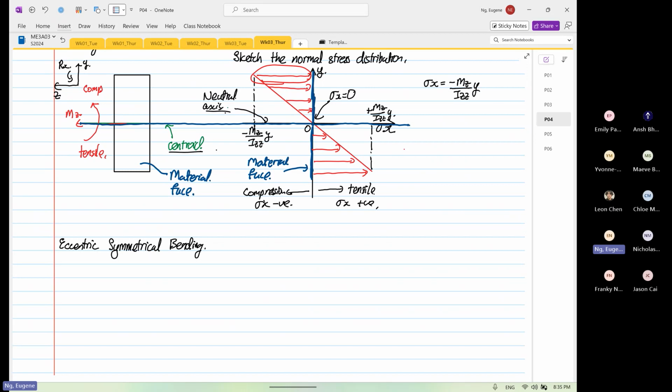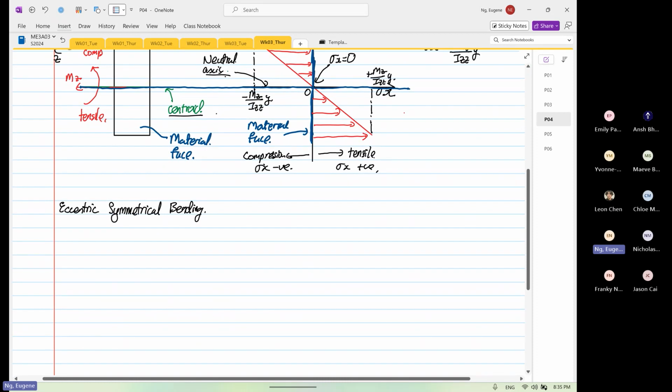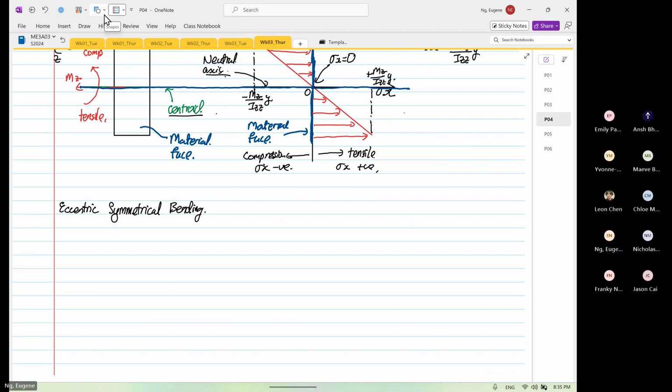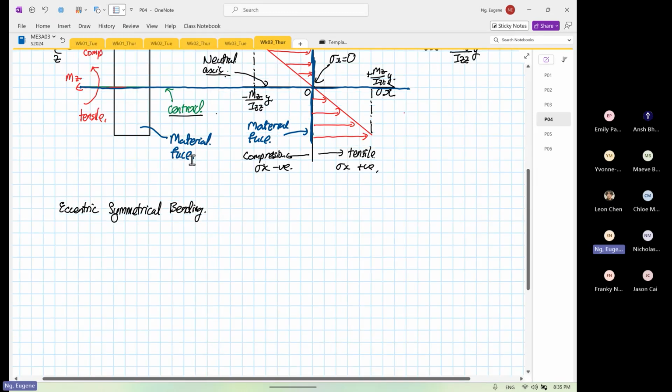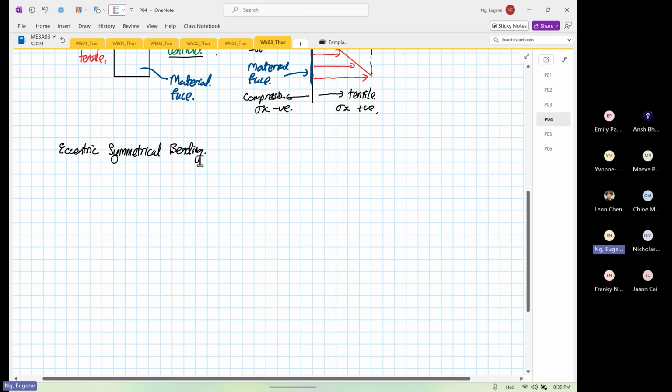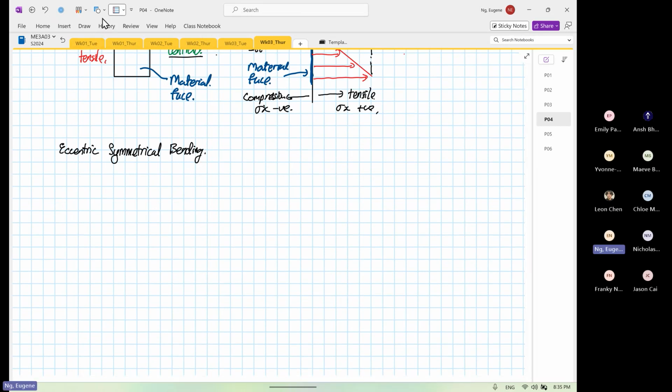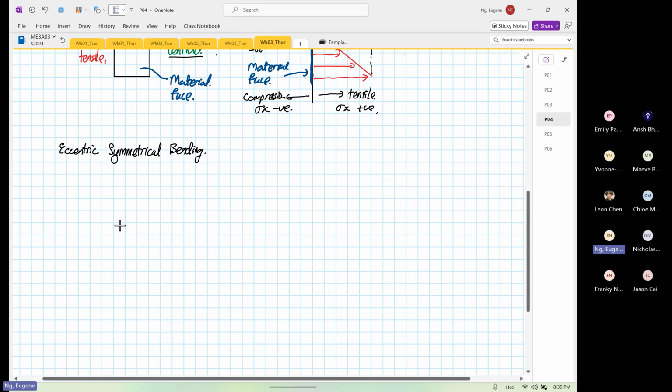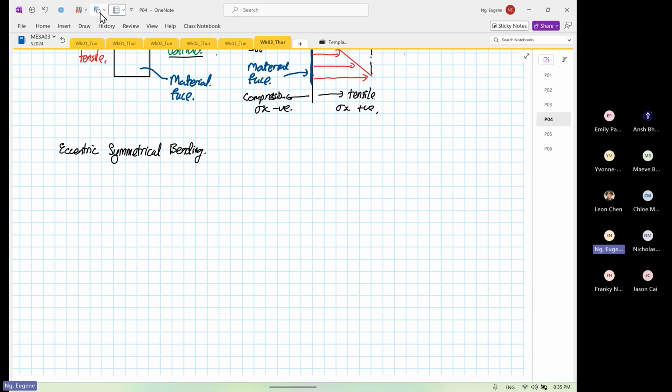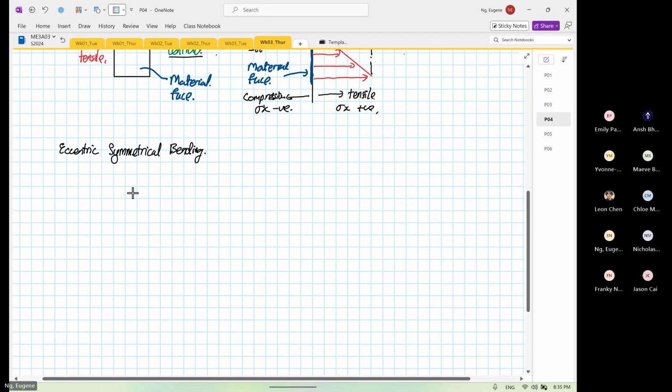Okay, so let's look at the next condition now. Again, we are going to have our structure that's under eccentric symmetrical. So now we're going to draw again the box. Box, not circle, Eugene. Come on. So 3 and 4. So the same.